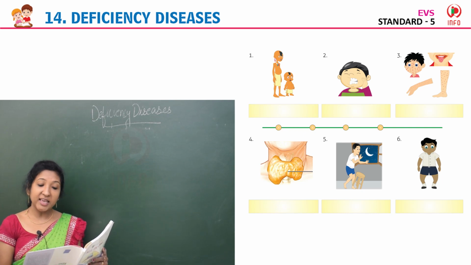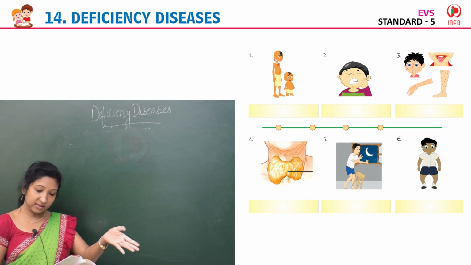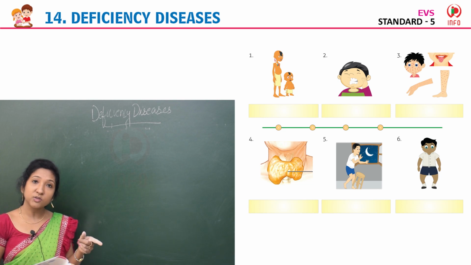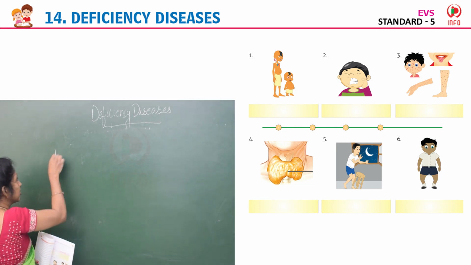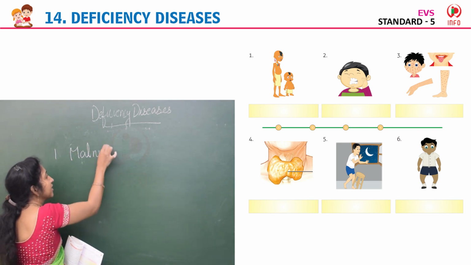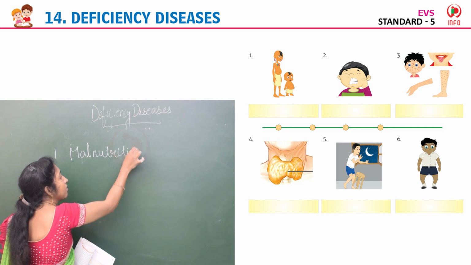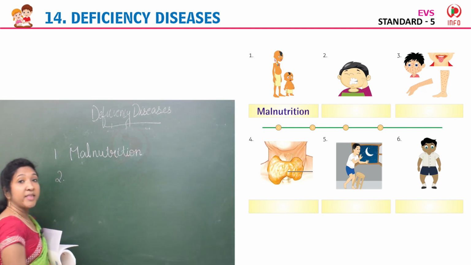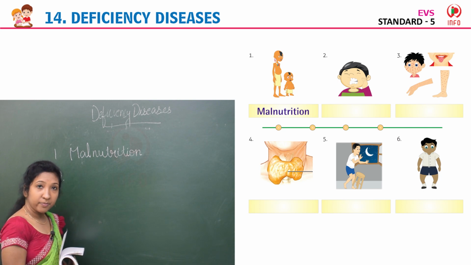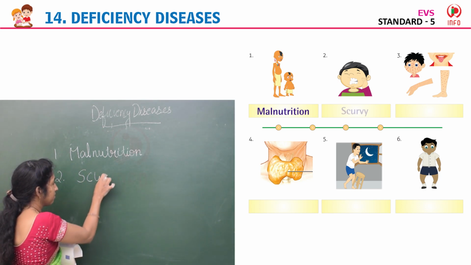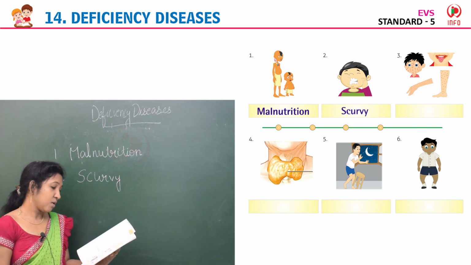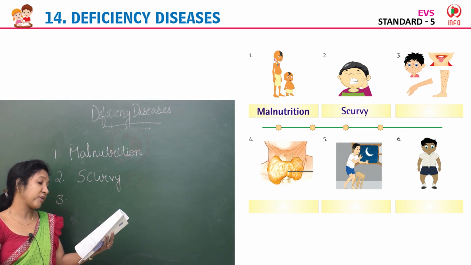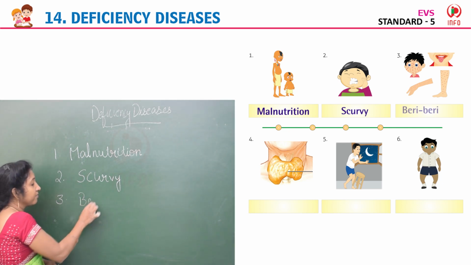So next, look at the images and name the diseases. You can see the images here. I have to name which disease that is. Okay, first one. Which image is the first one? Yes, malnutrition. Now, second image. Name that disease. It is scurvy. What about the third one? That boy is affected with which disease? Beriberi.